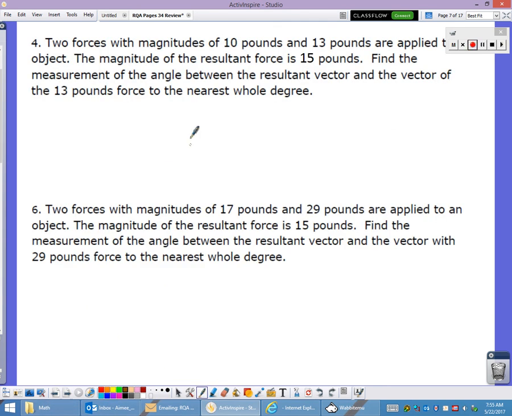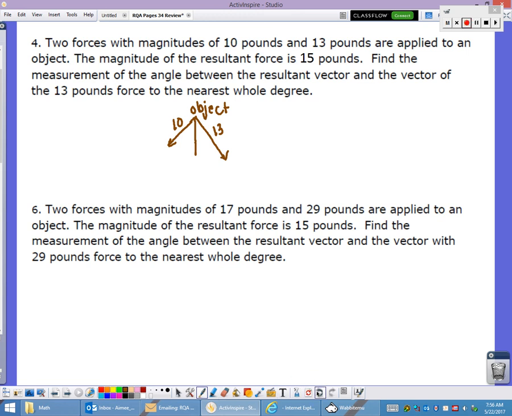We are now going to move into forces of objects. Two forces with magnitude of 10 pounds and 13 pounds are applied to the object. So if my object is right here, I have a force of 10 pounds and 13 pounds being applied. Here is going to be my 10-pound force, experiencing some technical difficulties again, and here is going to be my 13-pound force. The resultant force is 15 pounds, so I know that my result is going to be 15.